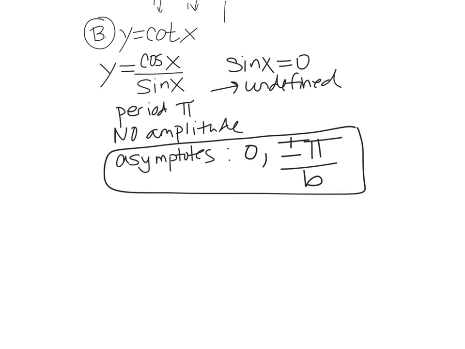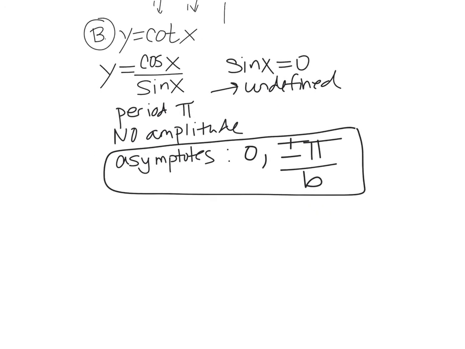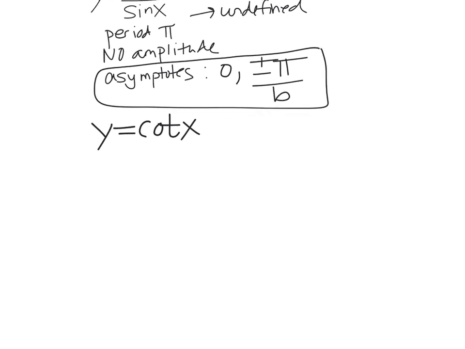The other thing that's different about cotangent is the direction that it goes. Tangent looks like a basic cubic. Cotangent looks like a negative cubic, just its regular parent function. So let's graph y equals cotangent x and see what the parent function looks like.